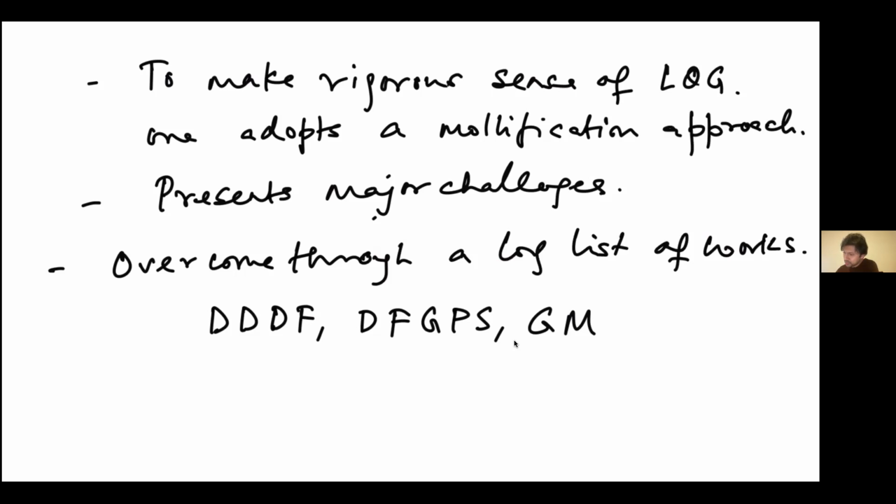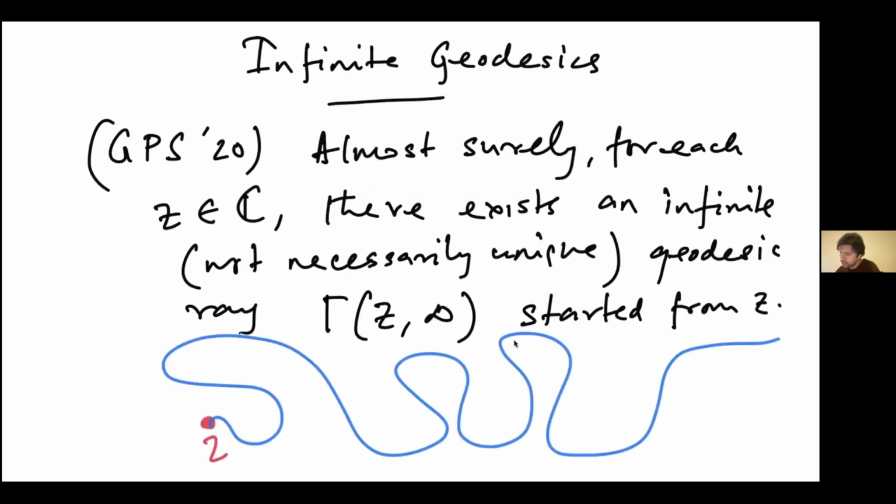So this rigorously constructed what it means to have this random Riemannian metric. And given this metric space, what we will be interested in are infinite geodesics. This was proven in this recent paper of Gwynne, Pfeffer, and Sheffield, that for every z in the complex plane, almost surely there exists an infinite geodesic emanating from z. And it need not be unique.